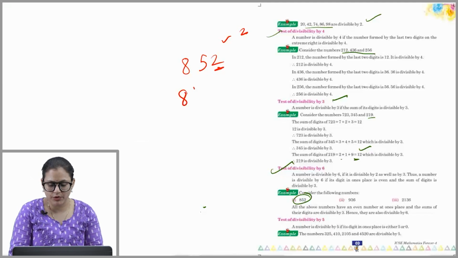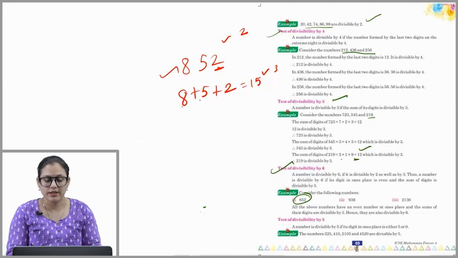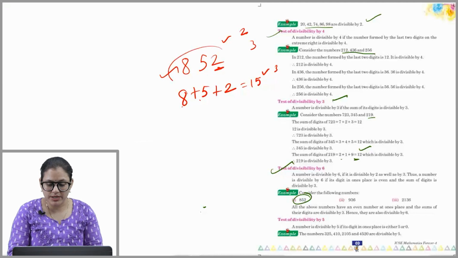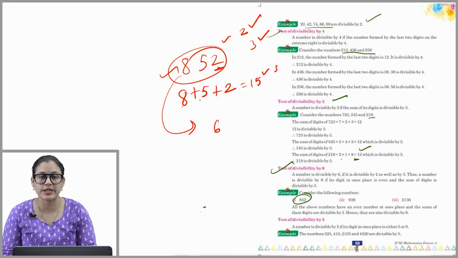Okay. Now, let's find out whether this number is divisible by 3 or not. Let's do the sum of the digits. 8 plus 5 plus 2. 8 plus 5, 13 plus 2, 15. 15 is divisible by 3. That means this number is also divisible by 3. Okay. Now, this number is divisible by 2, divisible by 3. That means this number is also divisible by 6.